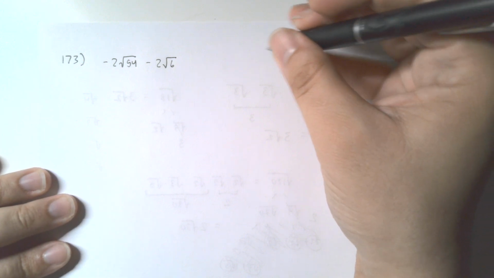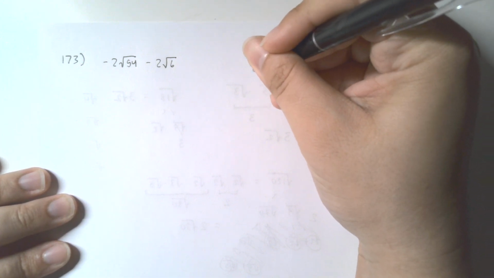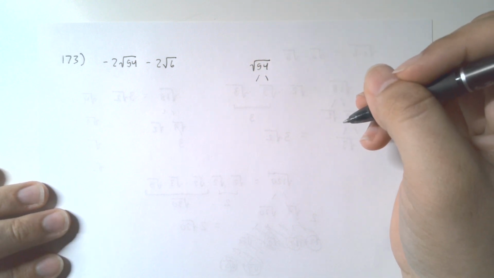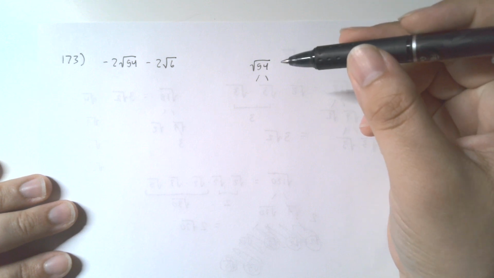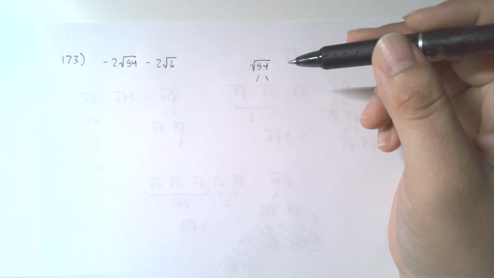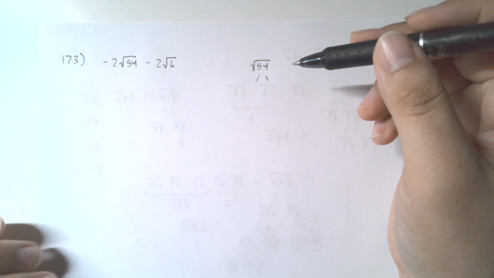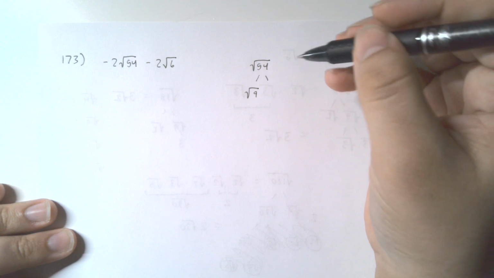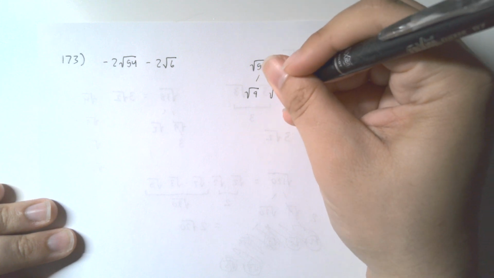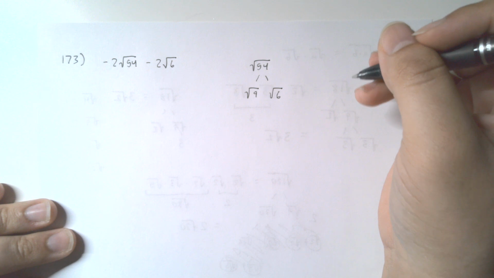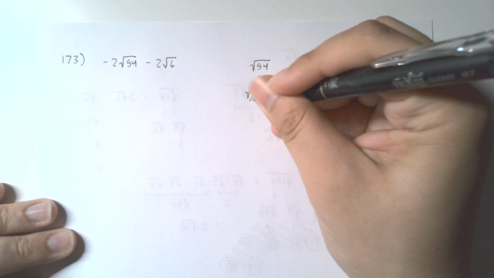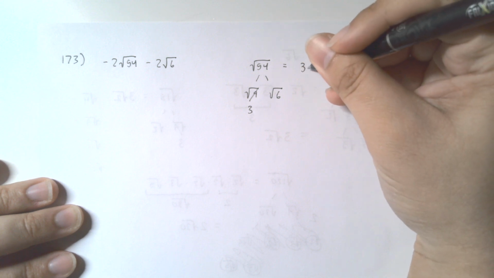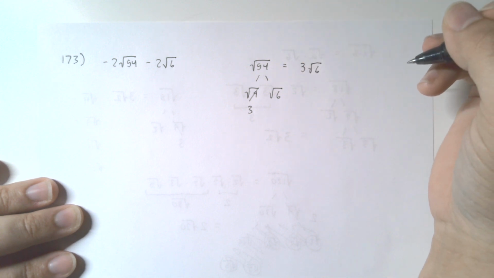Because the square root of 54 can be simplified by making a factor tree. So we think of the biggest perfect square that we can divide 54 by. And if you look at your chart, that's going to be 9. So 54 divided by 9 is 6. So the square root of 9 is 3, which means that the square root of 54 can actually be written as 3 square root of 6.